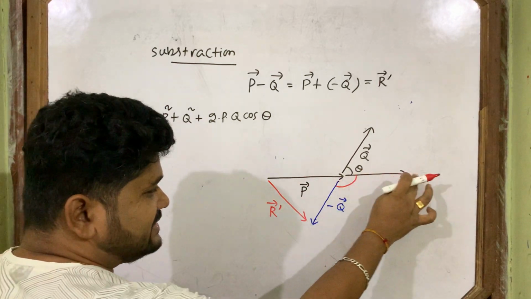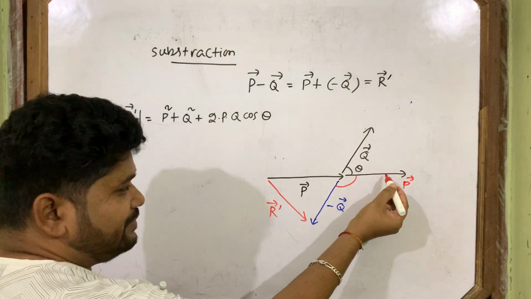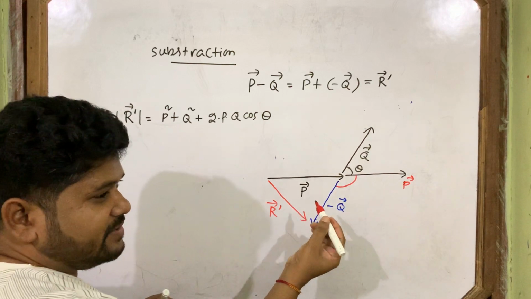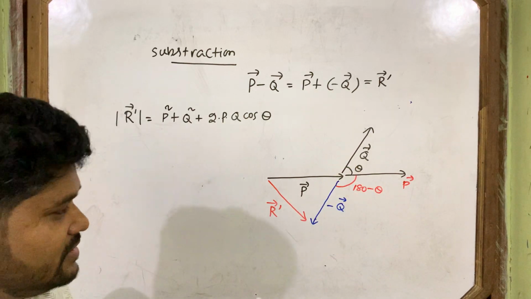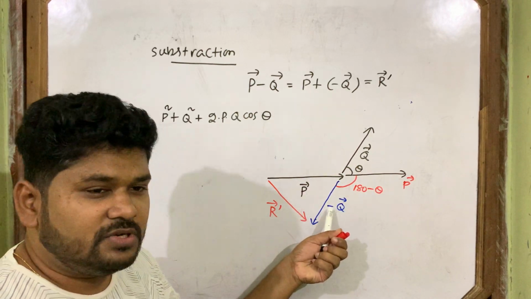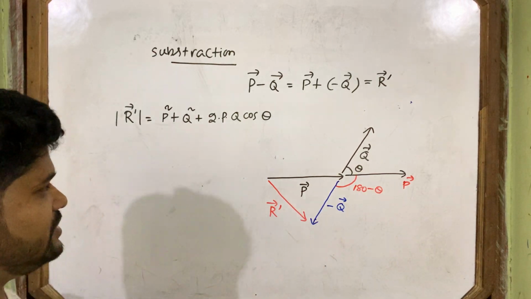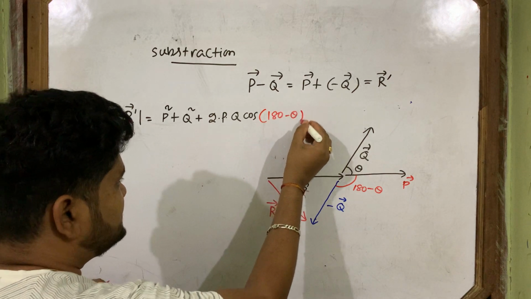This is P, this is the extended P, this is also P. P is extended in the forward direction. P makes theta angle with Q. P makes how much angle with minus Q? 180 minus theta. As you are adding P with minus Q, you have to take 180 minus theta angle, the angle between P and minus Q. So this is not theta, this is 180 minus theta.